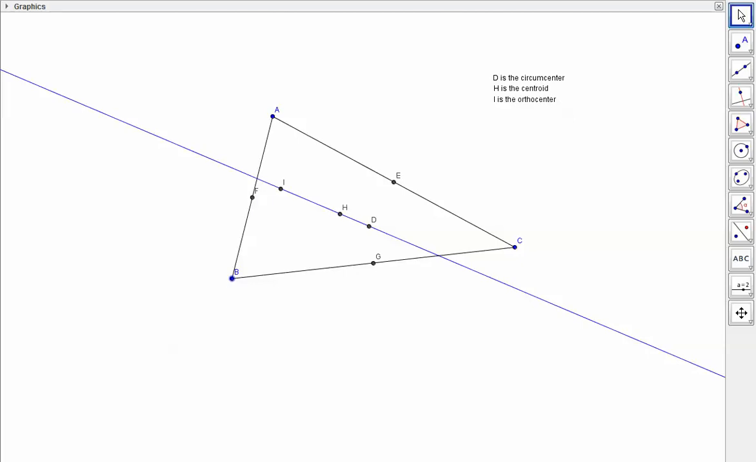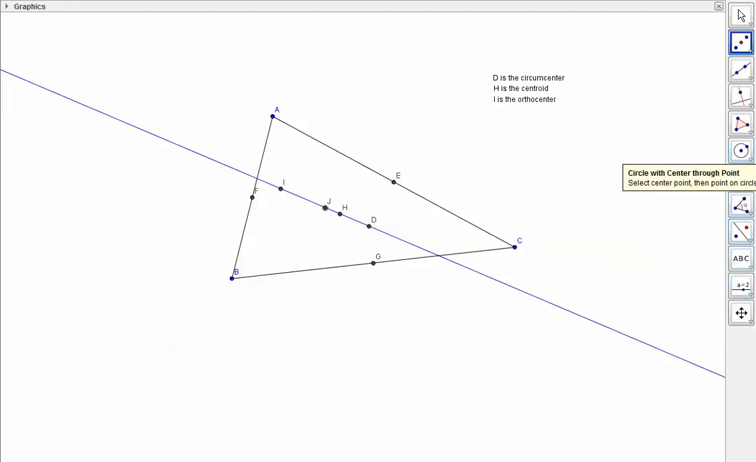Alright, the point on the Euler line that is the midpoint of the segment connecting the orthocenter and circumcenter. Remember, we're looking at I and D. So the midpoint of I and D, let's go ahead and do that. We find the midpoint between D and I, and that's named J. So that's our new midpoint. That is the center of the 9-point circle.